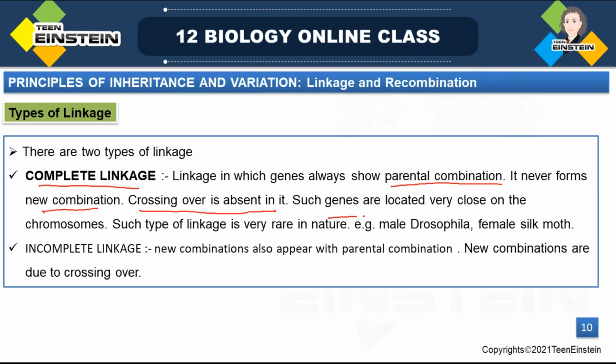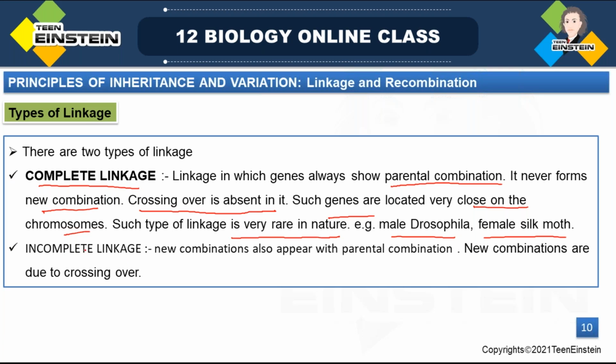So such genes are located very close on the chromosome. So the genes will be very nearby. Okay, that distance will be very less. So such type of linkage is very rare in nature. In male Drosophila and female silk moth you can see it. The number of such linkages is very less. So there is no chance of crossing over, or recombinations are very less in that. There is no new combination.